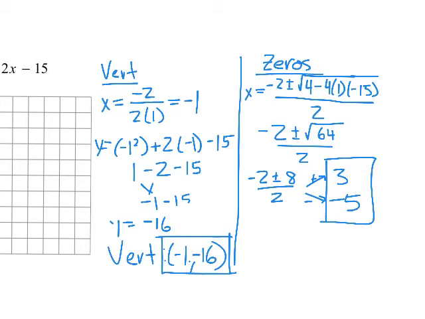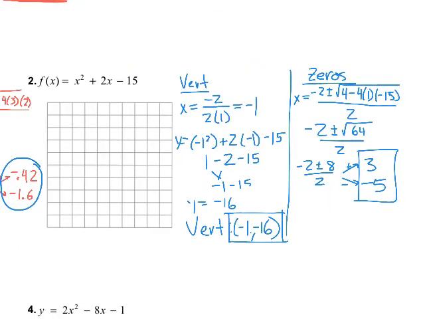Okay? Alright, so let's go ahead and make our axes. Okay, and then let's graph. So negative 1, negative 16. So I'm going to go left 1 and down 16. I'm just going to put my dot here. I know it's going to go down off the graph. And then for my zeros, I have 3 and negative 5. So for positive 3, I go right 3 on the x-axis. For negative 5, I go left 1, 2, 3, 4, 5 on the x-axis. Then I connect them with a parabola, and I'm done.